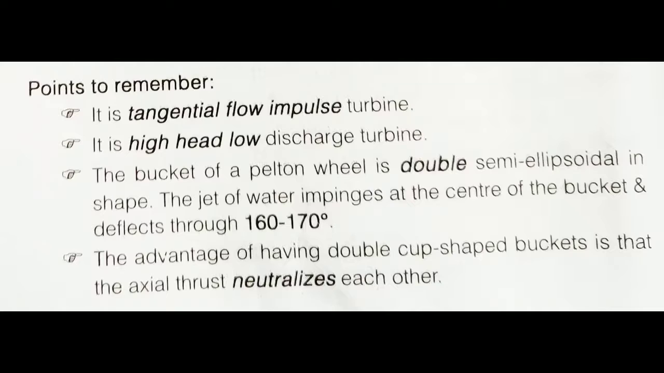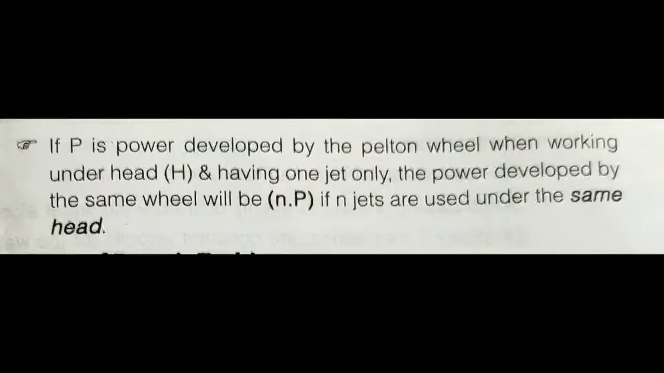The bucket of Pelton wheel is double cup in shape. The jet of water impinges at the center of the bucket and deflects through 160 to 170 degree. Advantage of having double cup shaped buckets is that axial thrusts neutralize each other. If P is the power developed by the Pelton wheel working under the head with one jet only, the power developed by the same wheel will be N into P if N jets are used under the same head.